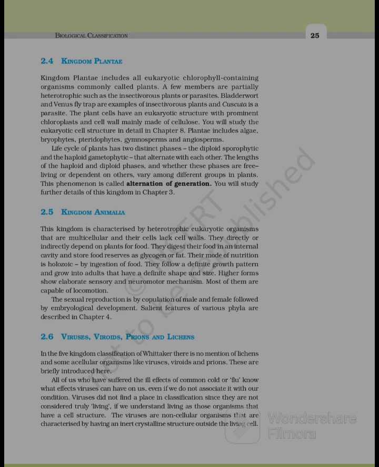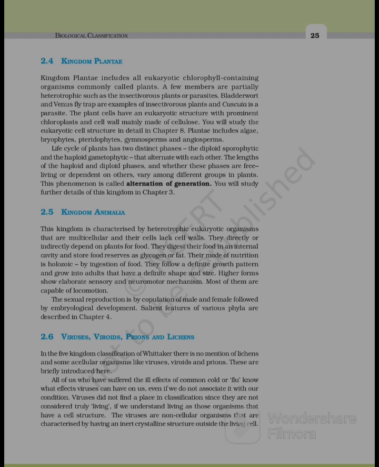Topic 2.5, Kingdom Animalia. This kingdom is characterized by heterotrophic eukaryotic organisms that are multicellular and their cells lack cell walls. They directly or indirectly depend on plants for food. They digest their food in an internal cavity and store food reserves as glycogen or fat. Their mode of nutrition is holozoic, by ingestion of food. They follow a definite growth pattern and grow into adults that have a definite shape and size.